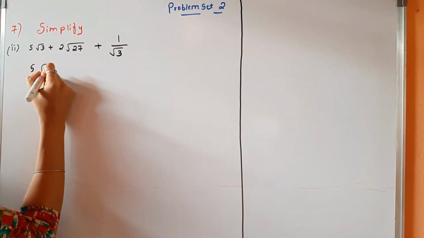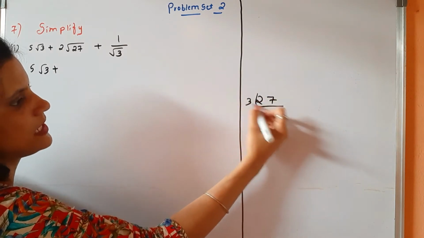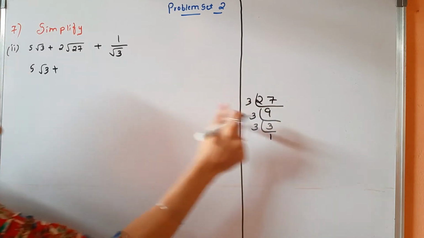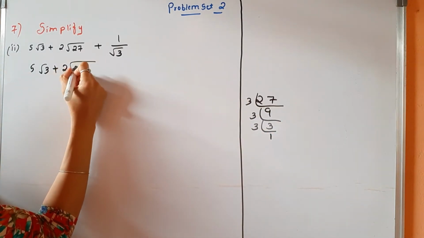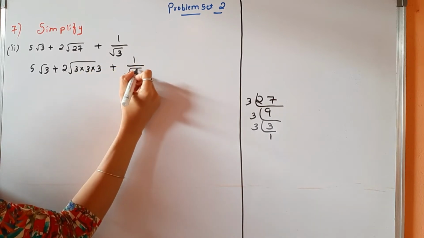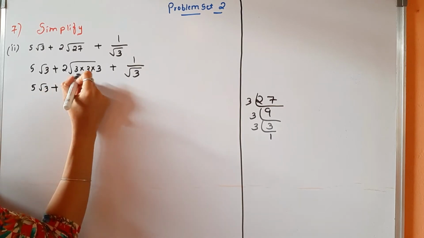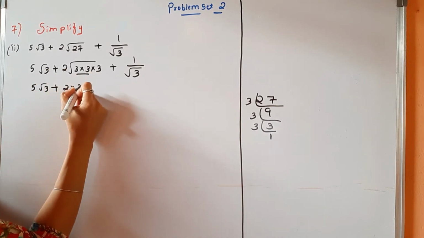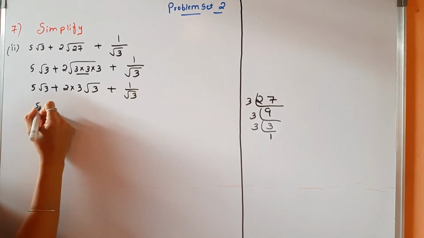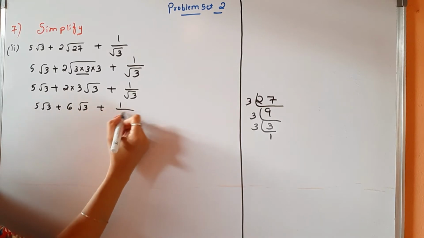5 root 3 plus now 27. 27, if I go for the prime factor method, 3 9s are 27, 3 3s are 9, 3 1s are 3. So I got 3 three times. 2 here, how many times? 3 times. Fine. Plus 1 upon root 3. What will happen here? 5 root 3 plus, the pair you take out, 2 3s are 6, root 3 plus 1 upon root 3. 5 root 3 plus 2 3s are 6 root 3 plus 1 upon root 3.